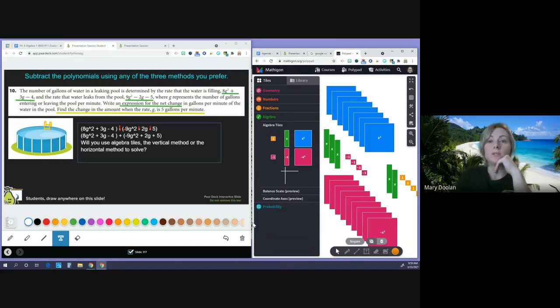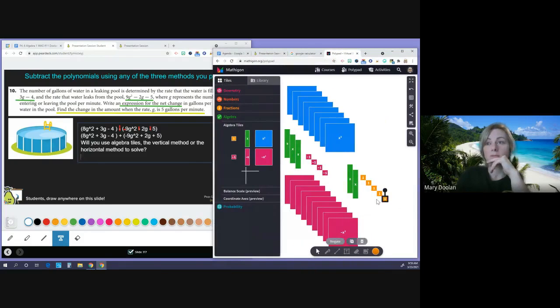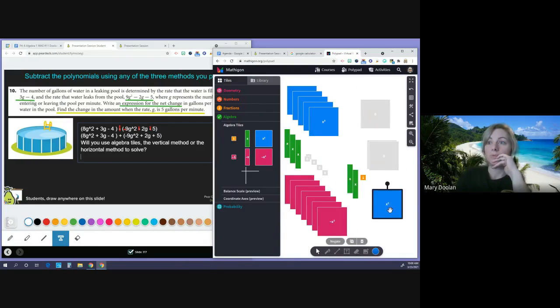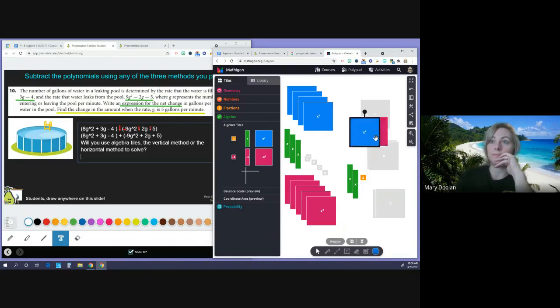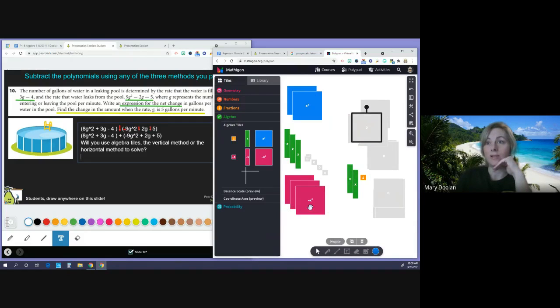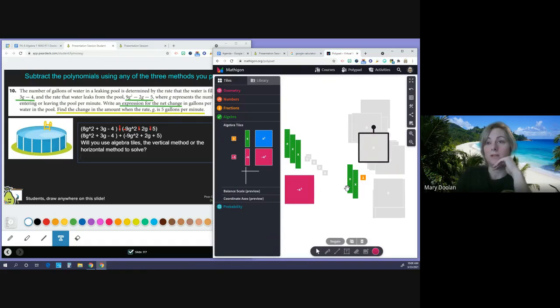So if you are using the algebra tiles, remember what you're trying to do once you get all of those tiles there. If you match up all your 0 pairs, and there's a lot of them here. It's just one way to do this. Try to cancel out as many 0 pairs as you can. Right, and so this is what I'm left with.